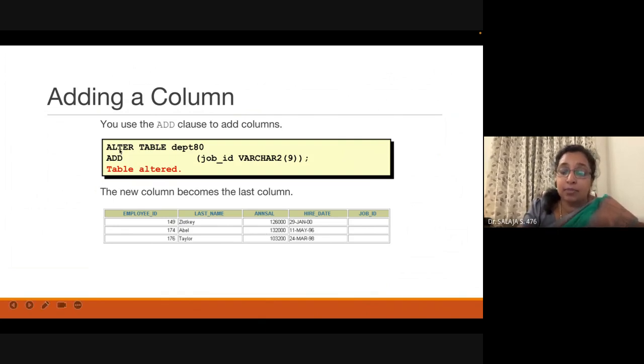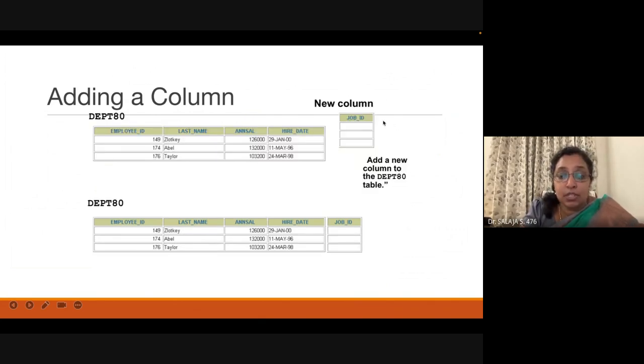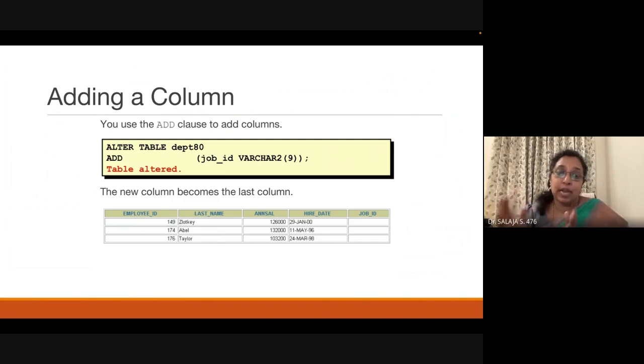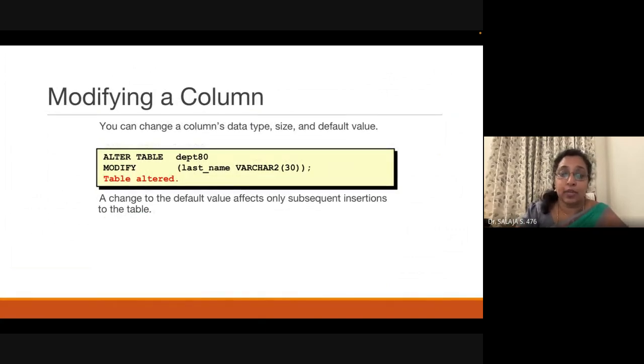I am adding something called job ID. If you see, job ID is a new column which is attached. So what happens here is ALTER TABLE, table name, DEPT80 was the table name, where you add a new column job ID with VARCHAR2 of 9, which means the data type is VARCHAR2. It can hold a maximum of 9 characters. On execution, you will have "table altered" as the answer, and then modifying it.